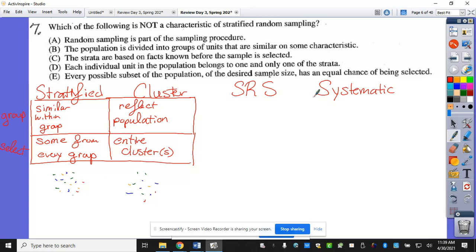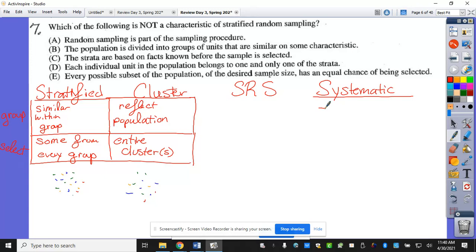Systematic. People forget the first step. They overlook the first step. What's the very first thing I have to do before that? Okay, so what most people would say is the first step is I need to randomly choose what? Yeah, your first number and where to start.